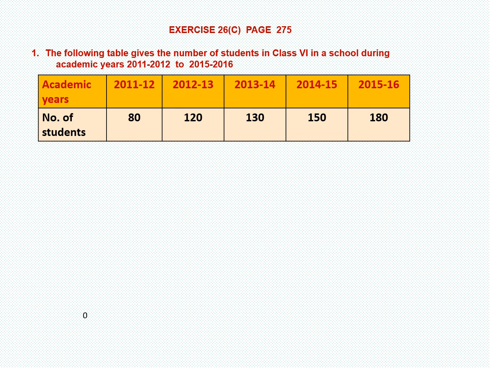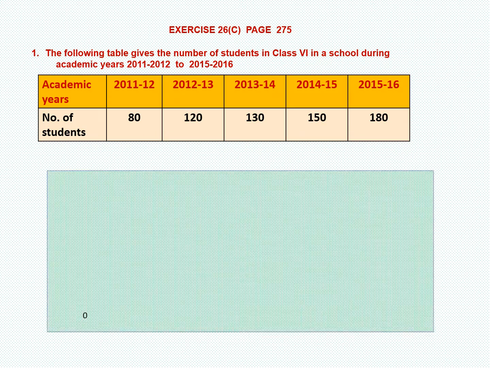Question 1. The following table gives the number of students in class 6 in a school during the academic years 2011-2012 to 2015-2016. So we have the data given to us. So now we're going to construct a bar graph.